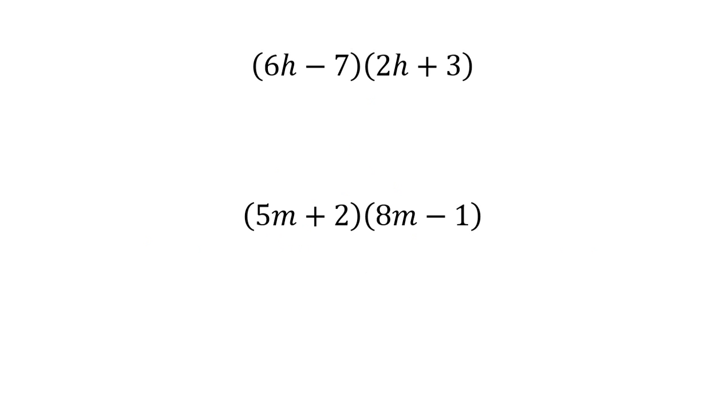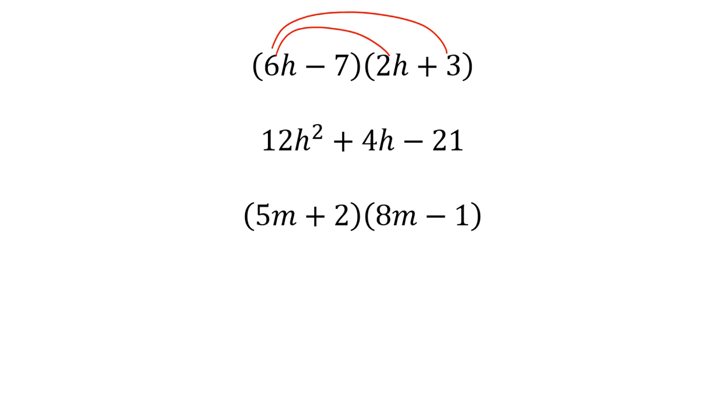So if we look at these, and if we want to FOIL them, I'm going to give you guys a minute to pause the video and FOIL these two problems. With that first one, after you FOILed it out, you should end up with 12h squared plus 4h minus 21. Again, you multiply the first together, then the outsides together, then the insides, and the last. This is basically just doing the distributive property with multiple parts.